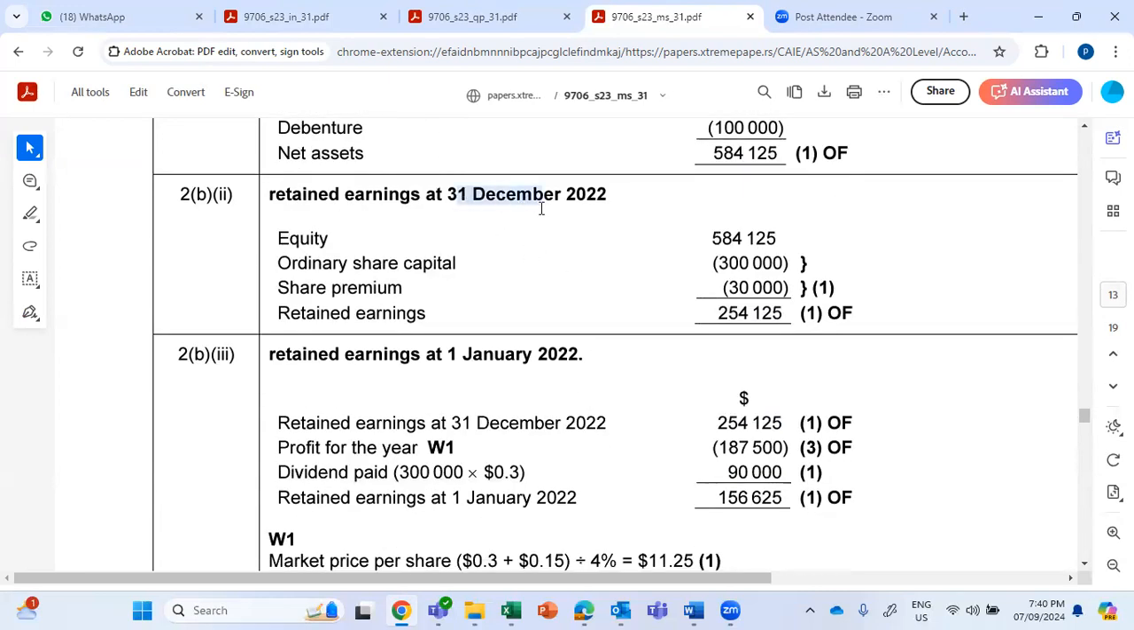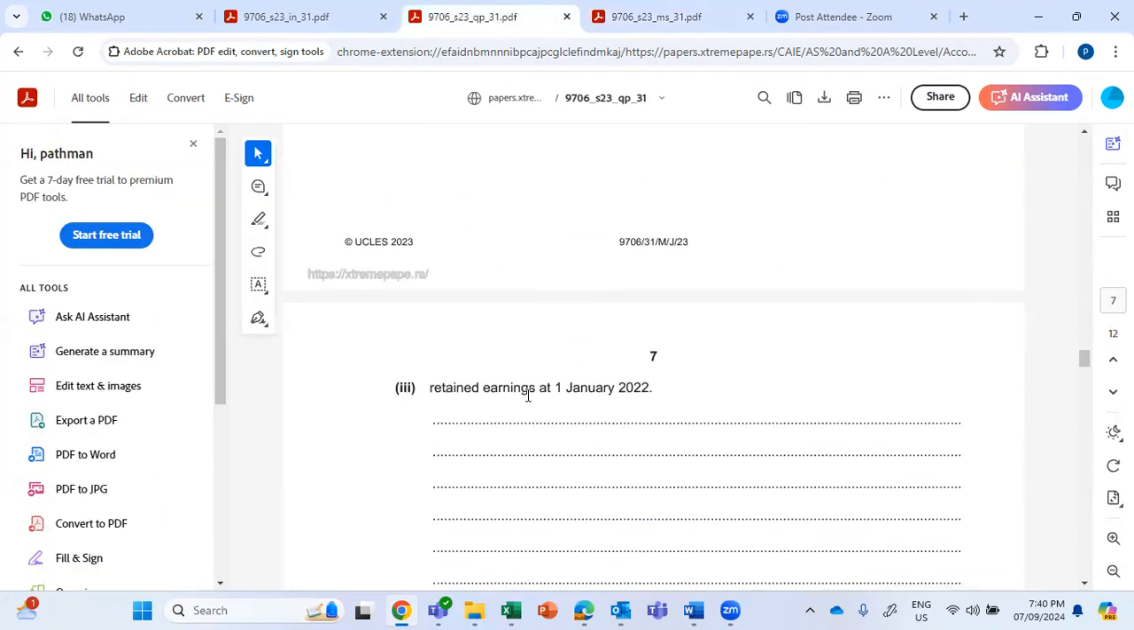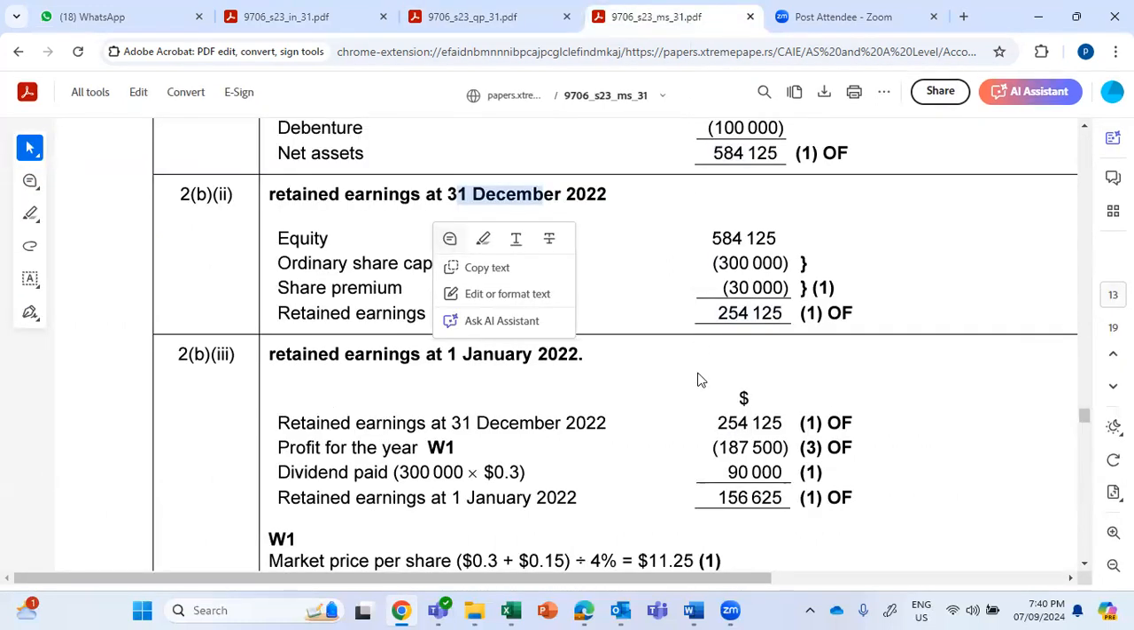Okay, retained earnings at the end of the year. Okay, then they're asking you what's the retained earnings at the start of the year. So you need to work backwards, right? Okay, you need to work backwards.